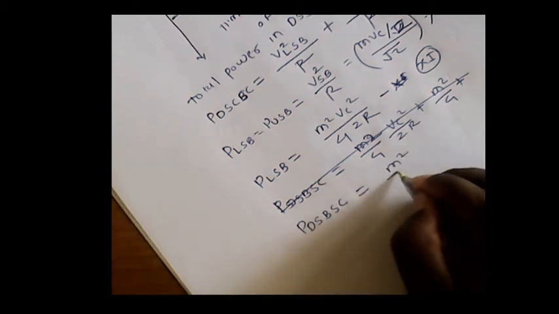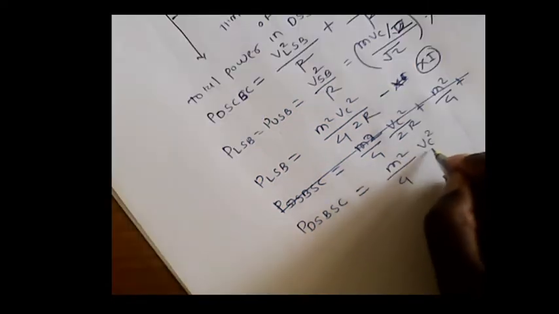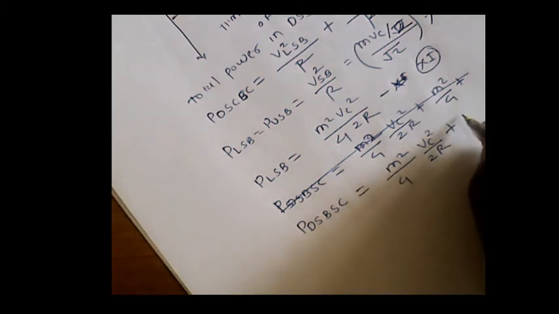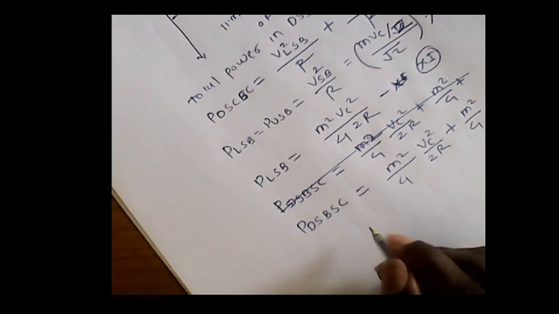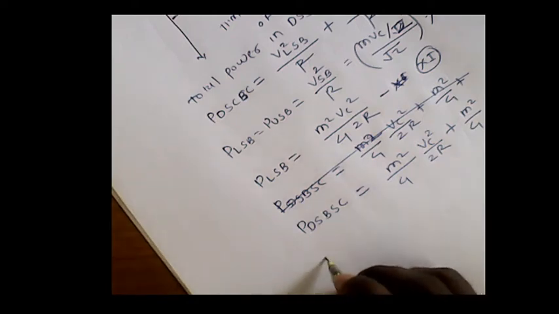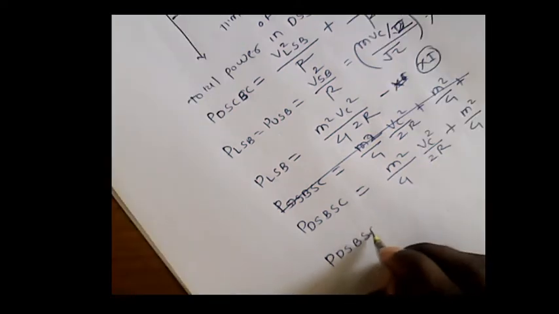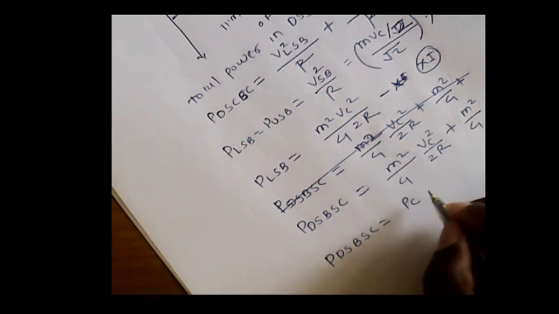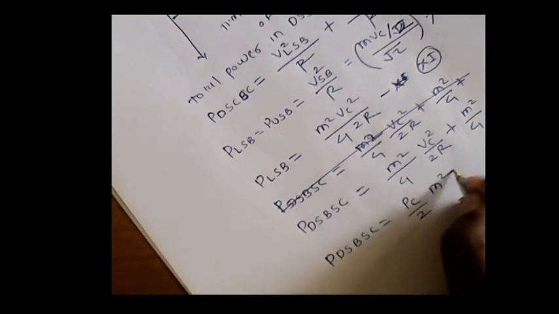m square divided by 4 Vc square divided by 2R plus power contained in upper sideband, m square divided by 4 Vc square divided by 2R. So power contained in double sideband suppressed carrier is 1/2 of the power of carrier component into m square.